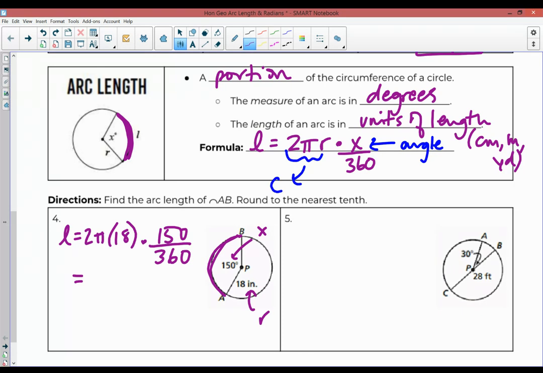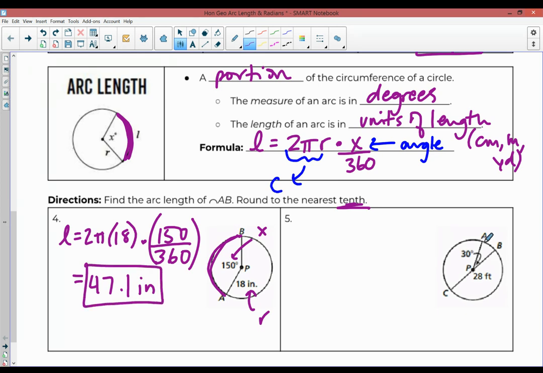So 2 times pi times 18 times 150 divided by 360. Make sure you use parentheses, super, super important. Make sure that your answer makes sense. So that's 47.1, rounded to the nearest tenth, 0.1, and this is measured in inches.